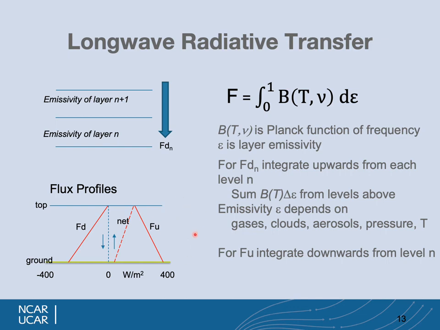This is the ground and the top. The upward flux is a maximum near the ground and decreases upwards. The downward flux is 0 at the top and increases downwards. This is basically emission from the atmosphere. The upward flux is emission from the surface, but being depleted by the cooler atmosphere as you go up. The net of these two is a flux that decreases as you go down.